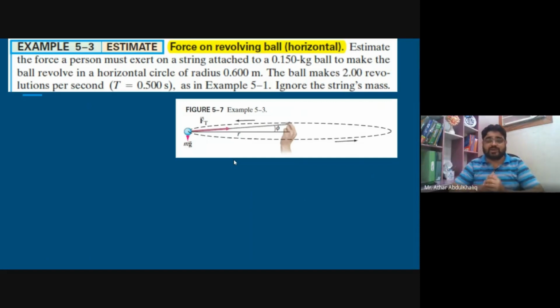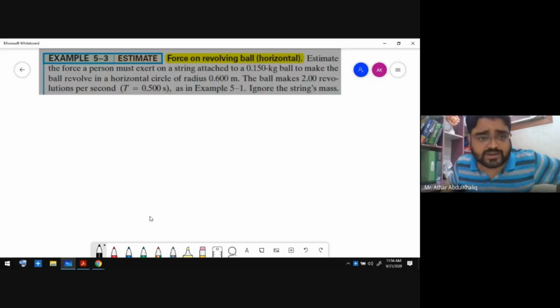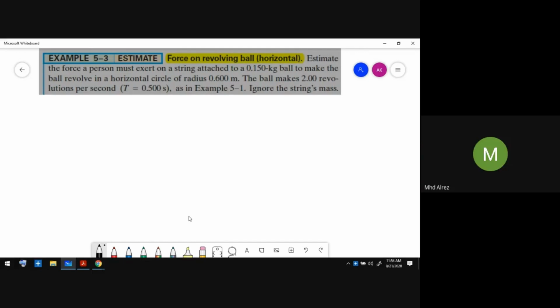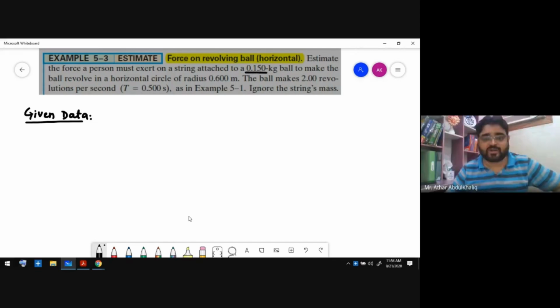Let us quickly solve this example 5.3. This example is related to the centripetal force provided by our hand. Read it. Force on a revolving ball, horizontal. Estimate the force a person must exert on a string attached to a 0.150 kilogram ball to make the ball revolve in a horizontal circle of radius 0.600 meters. Can you tell me the data meanwhile?